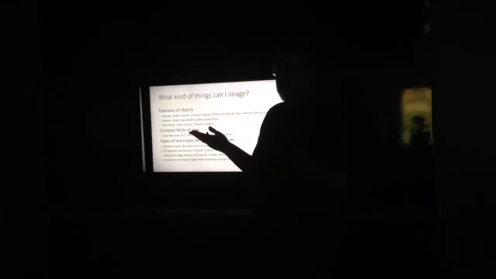Star clusters, there are some open clusters that are quite easy to take photographs of, but sometimes you wonder why you bother, because on photographs they look like some stars. Globular clusters are a great star target. We have a couple of the best globular clusters really high in the sky down here, Omega Centauri and 47 Tucanae, which are beautiful.